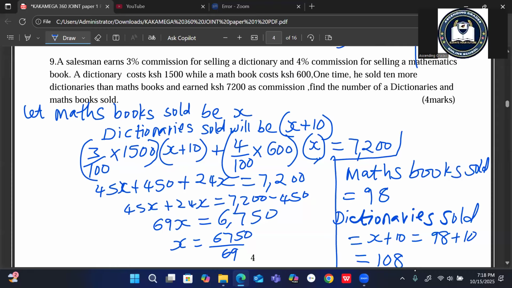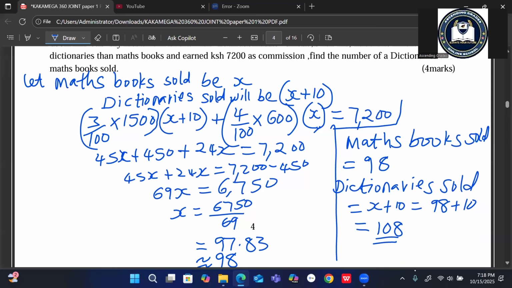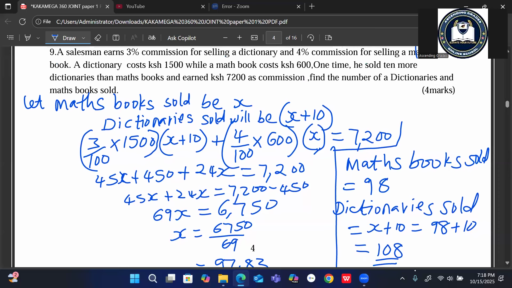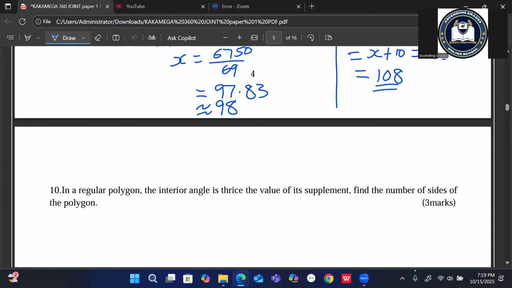So the question was asking us to find the number of dictionaries and maths books sold. So we sold 108 dictionaries and 98 mathematics books. From there, we go to the next number.